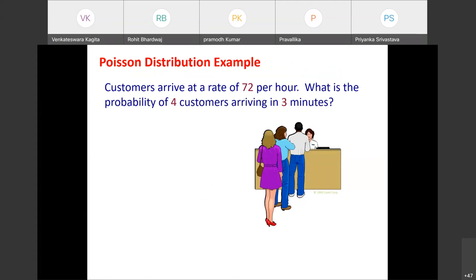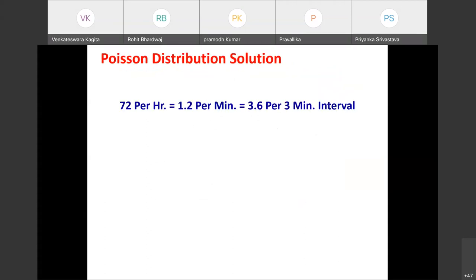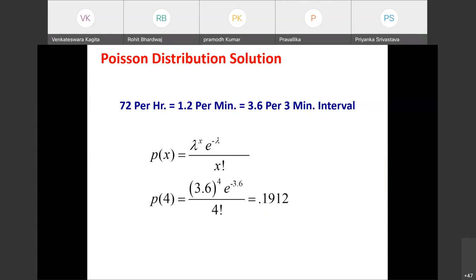3 minutes, right? So 72 per hour means 1.2 persons per minute. If you compute 72 by 60, it is 1.2, and it means 3.6 per 3 minutes of interval. So if you compute the probability of X, the probability of 4 customers arriving in 3 minutes, it would be equivalent to the average value, which is 3.6 per unit. Unit here is the 3 minutes interval. So 3.6 per 3 minutes, that is why the average lambda is 3.6.